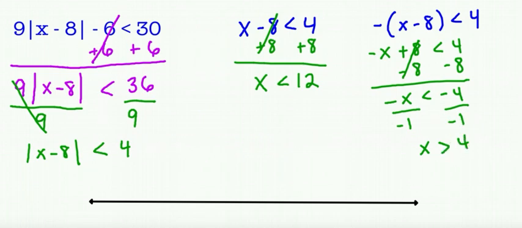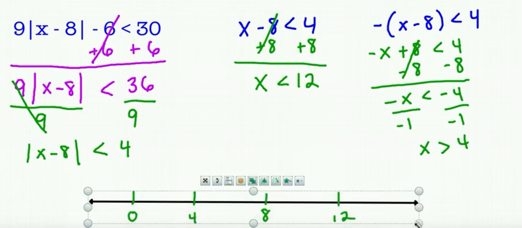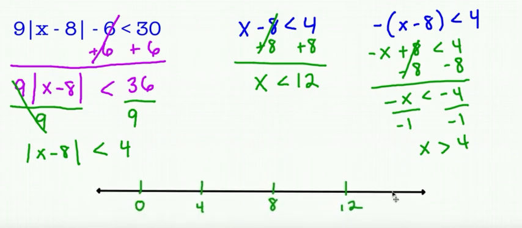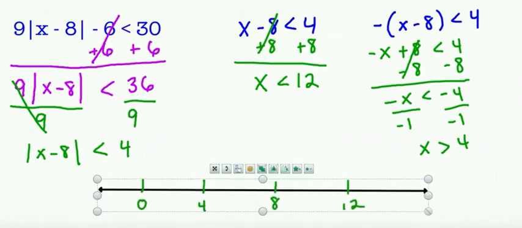So I'm going to plot this on our number line. I'm going to start off with maybe putting 0 somewhere here, 4, 8, and 12. And I'm going to look at my first inequality. x is less than 12. What that means is that 12 is not included, so that's an open circle. So I'm going to draw that.